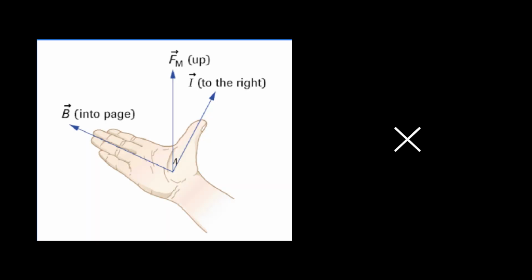To find its direction, we use the right-hand rule for force. Point your fingers into the screen with the magnetic field. Point your thumb to the right, the velocity of the charge, and your palm pushes upward, the direction of the force. To find the exact magnitude of this force, we use the core physics equation, Fm equals Q times V times B times sine of theta.